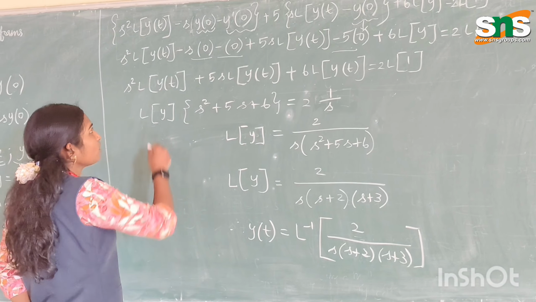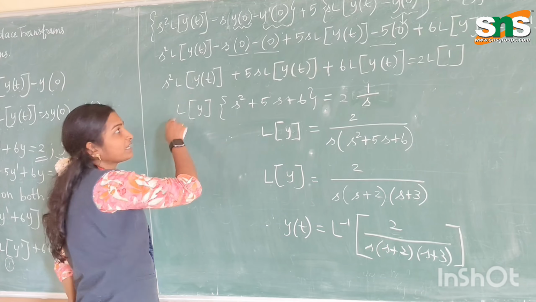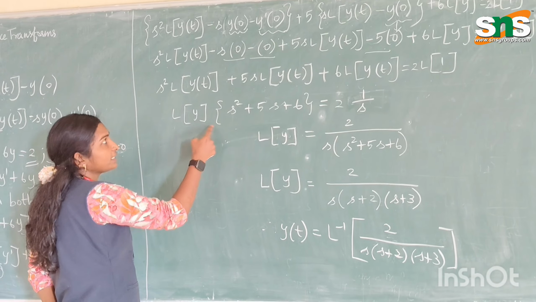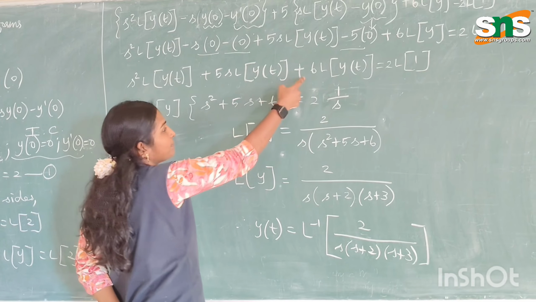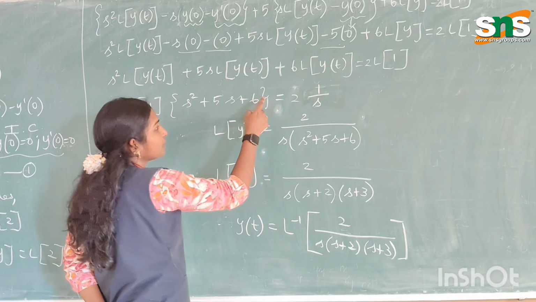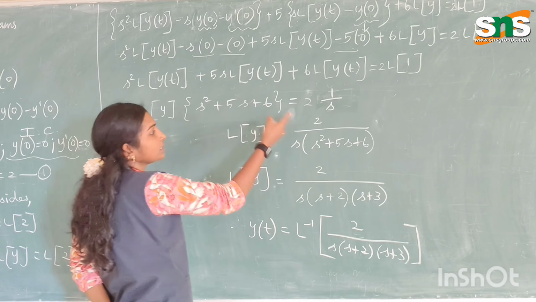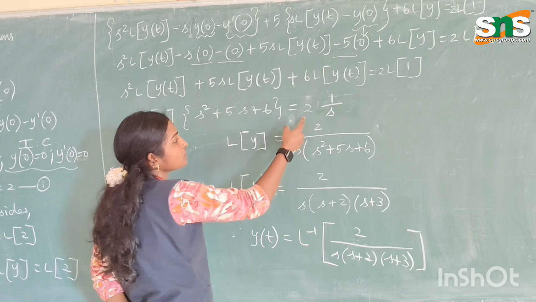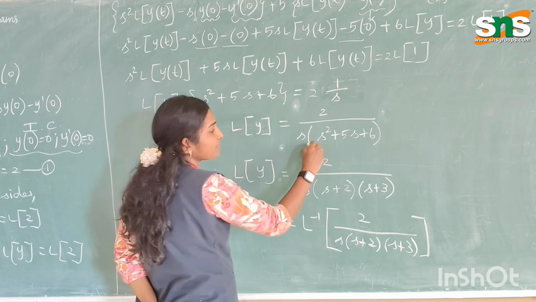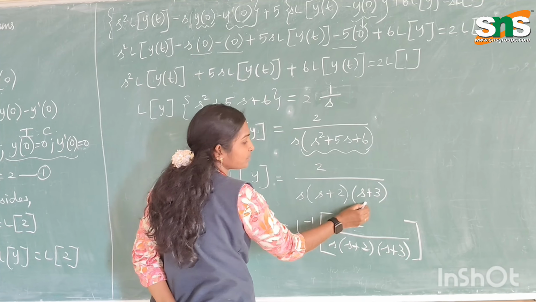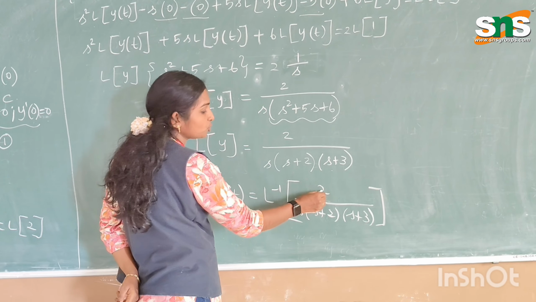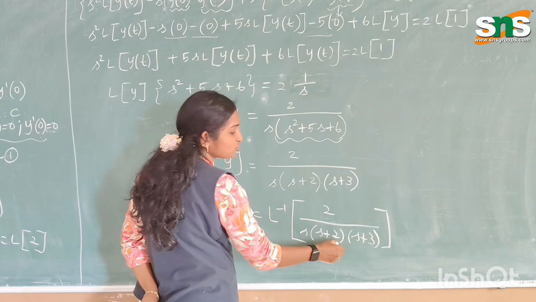Now we can take L of y outside from each of the terms. As you can notice, here you have L of y, here you have L of y and here you have L of y. So L of y into s square plus 5s plus 6 is equal to 2 into 1 by s. So L of y will be 2 divided by s into s square plus 5s plus 6, which can be factorized into s plus 2 into s plus 3. Therefore our y of t can be found using L inverse of 2 divided by s into s plus 2 into s plus 3.